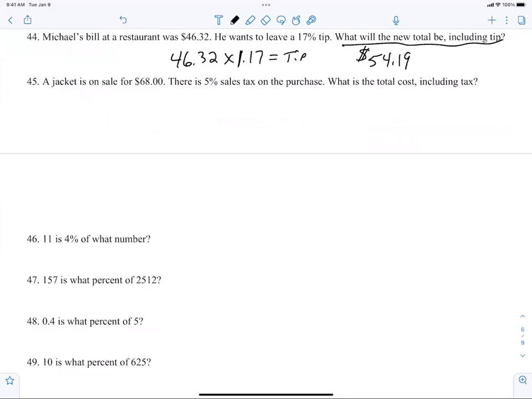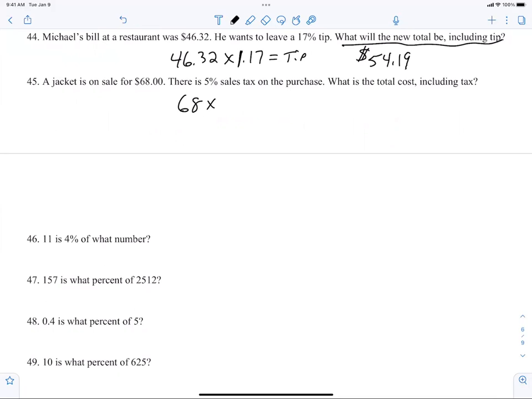A jacket is on sale, $68. There is a 5% sales tax. What is the total cost including tax? What do I do, Jacob? You can find 5% of 68 and just add it to 68. Or we could do what? We could just multiply by 0.5. Nope, 68 times what? Come on now, this is important.